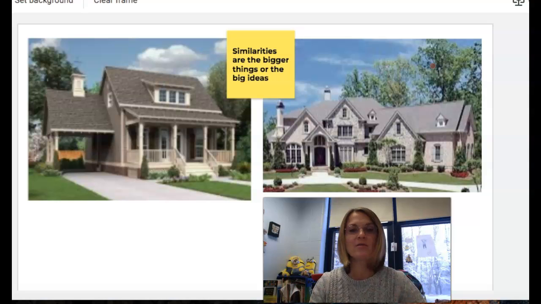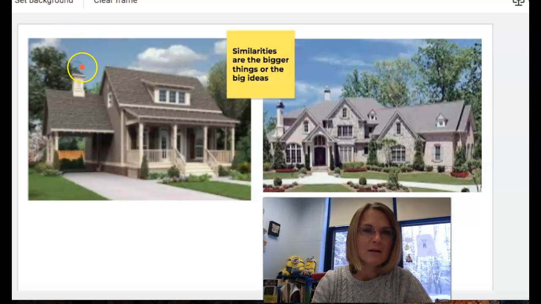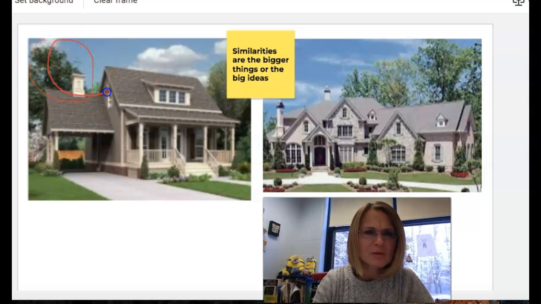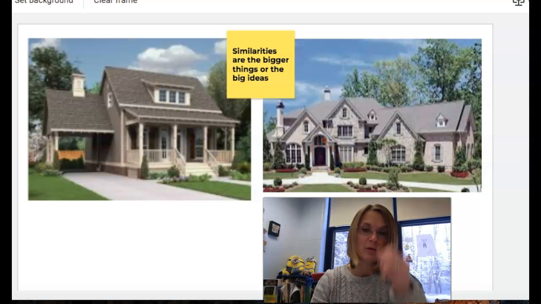So the bigger things are the similarities. Like if I look here, that can't be a chimney because it's above a garage, but it almost looks like one. And they have something similar over here, but they have a couple of them. So I have a few similarities. Oh, there's a front door. This one has a front door. They might look different, but they're both doors.